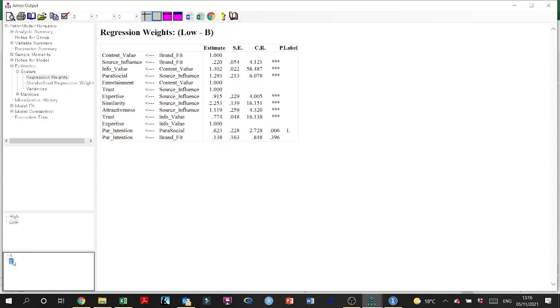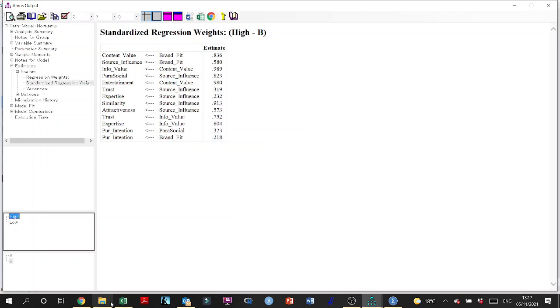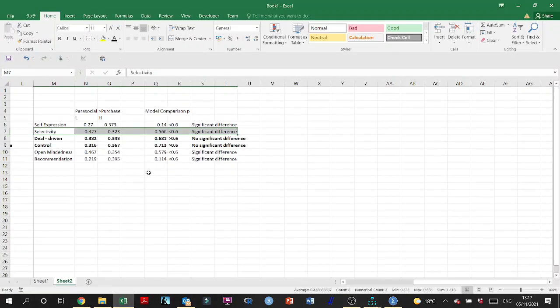Okay, so now we are on model B. We are on standardized regressions, and the low for parasocial is 427. That's correct, 427. And for the high, it is 323. It's 323. So I got it right. So we need to look into what does that mean and why is it like that.